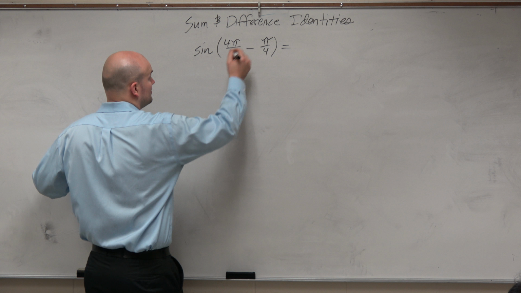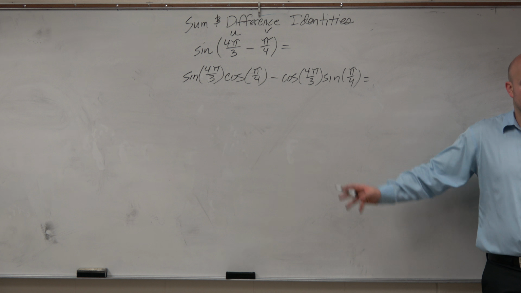And I can just say it's sine of u, cosine of v, cosine of u, sine of v. So I could say it's the sine of 4 pi over 3 times the cosine of pi over 4 minus the cosine of 4 pi over 3 times the sine of pi over 4. Does everybody see how I just took that?